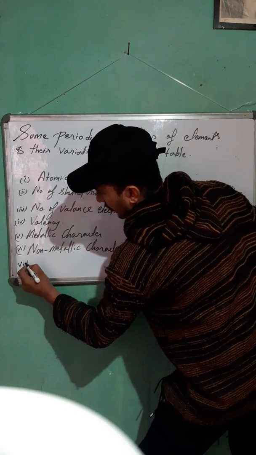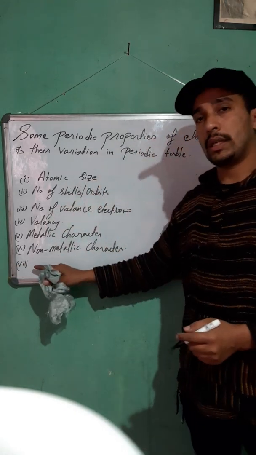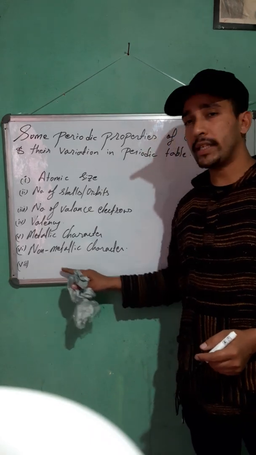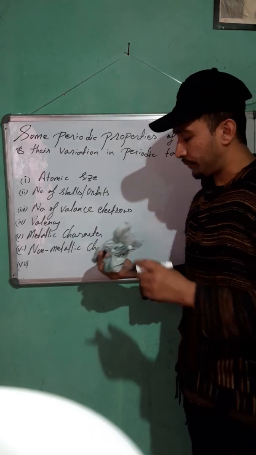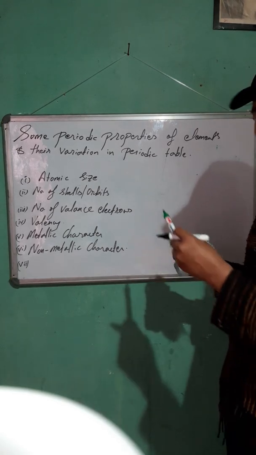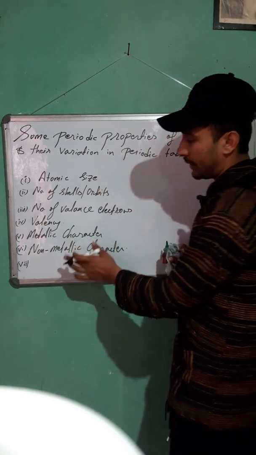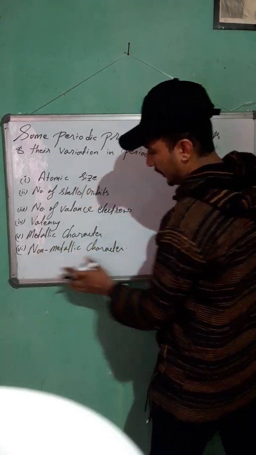Number 7, there are some more properties. Electron affinity is there. Electronegativity is there. Ionization potential is there. Oxidation nature, reducing nature, all those things are there. But that is not there in your syllabus. Class 9 standard, it is not there. So let's write up to this.